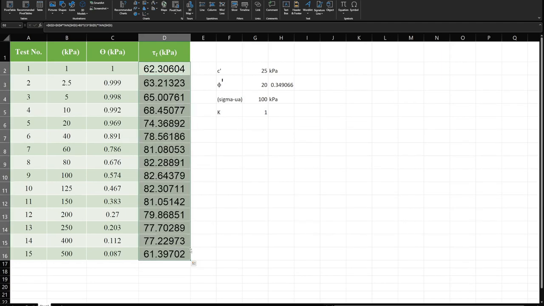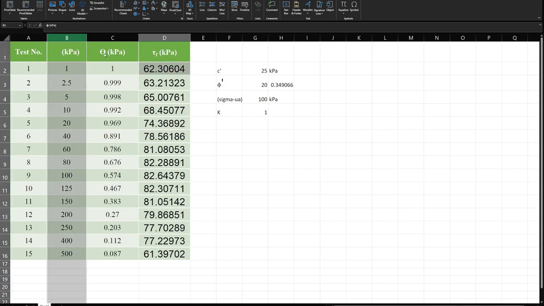Then going down, we can obtain all the values of tau f. So if we see here the value of tau f, we can plot against matrix suction.